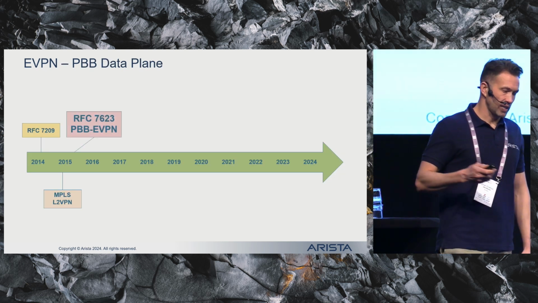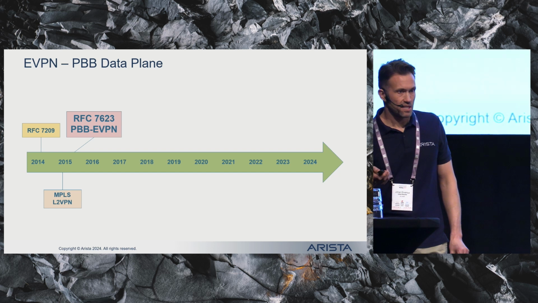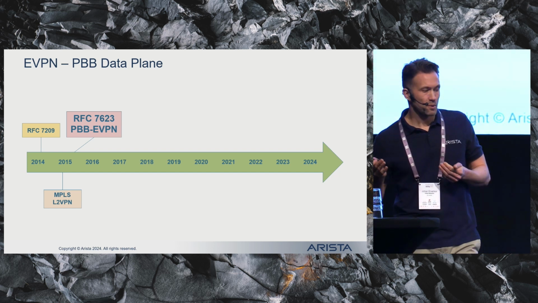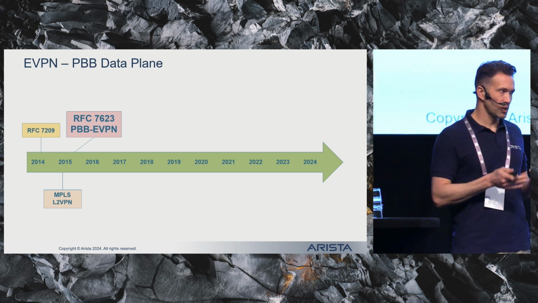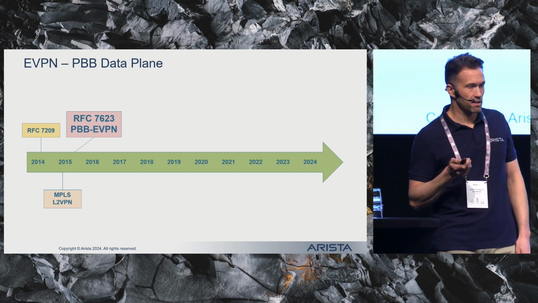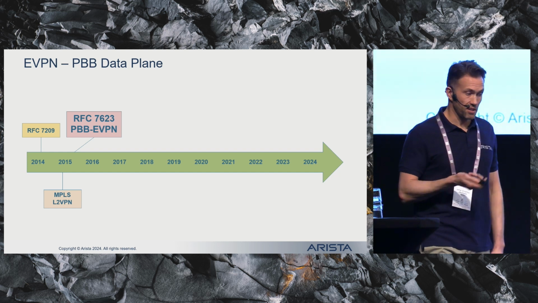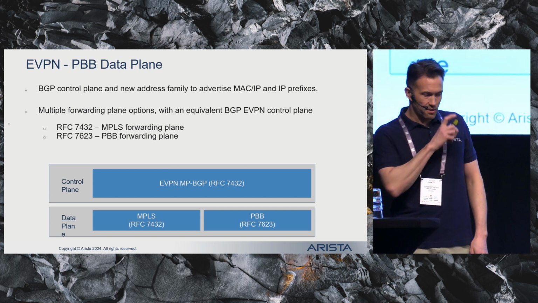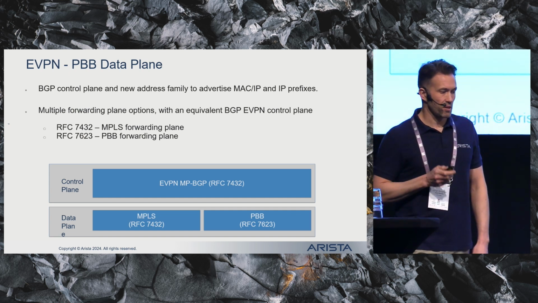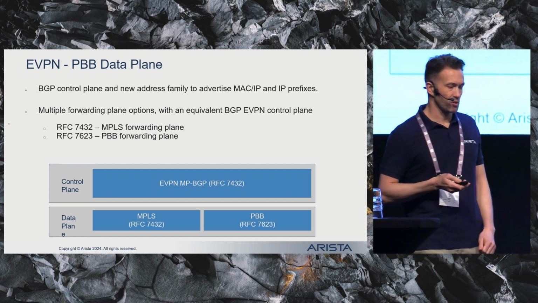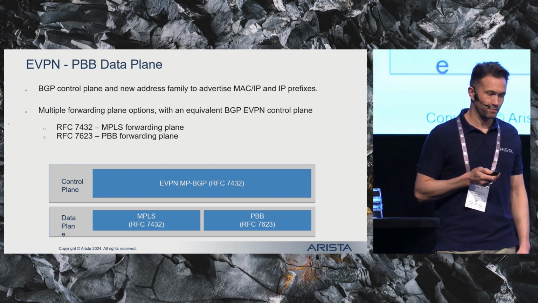In 2015, RFC 7623 was introduced, and this was for combining provider backbone bridging with EVPN to optimize scale and performance in PBB networks. And this is simply referred to as PBB EVPN. I'm not going to go into any details on this one, but we can just note that a second data plane option for EVPN was added.